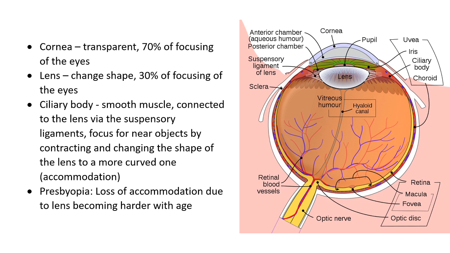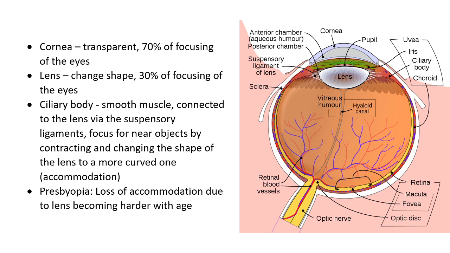The eye is further divided into anterior and posterior segments, with the lens acting as the division line. The posterior segment behind the lens is filled with the vitreous humor. The anterior segment in front of the lens is filled with the aqueous humor. The anterior segment is then further divided into anterior and posterior chambers.